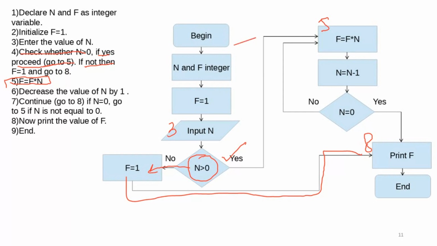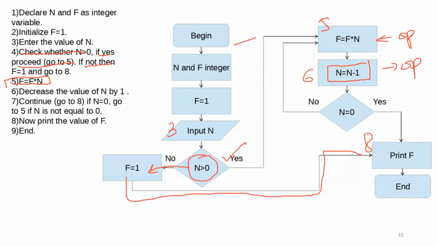Okay, and once you go to step 5, you find this, and then you go to step 6, decrease the value of n by 1. So step 6 is this, that you decrease the value of n. Look at this rectangle. Why rectangle? Because this is an operation here. That's why we have a rectangle. So step 6 is to reduce the value of n by 1.